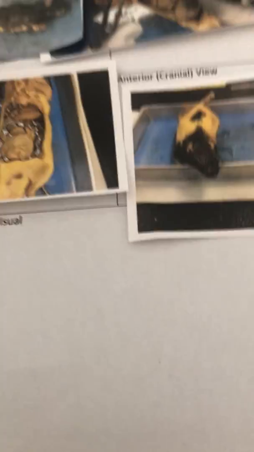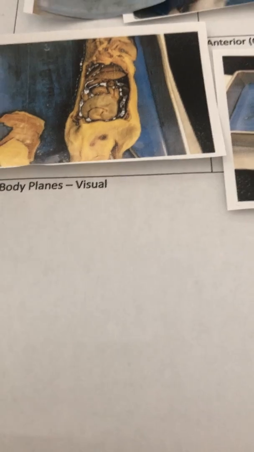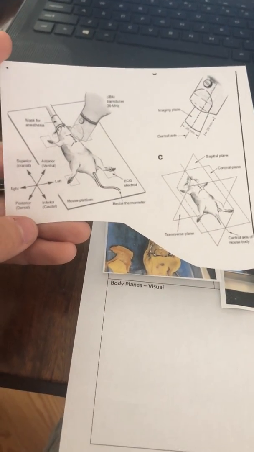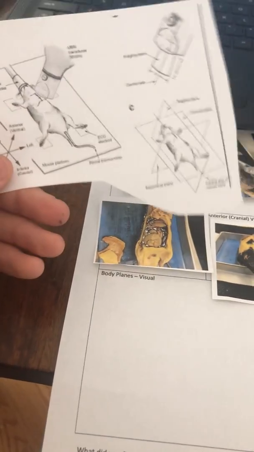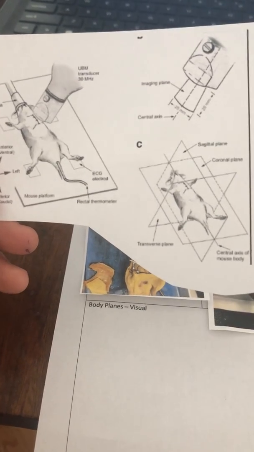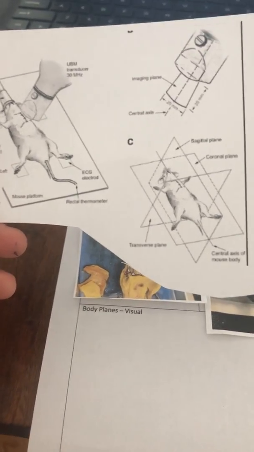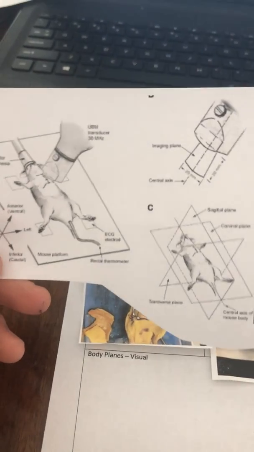Now we have the body planes visual. I took body planes as the different planes of the body, how they're divided up into sections. So I found this chart on, I believe, the Oxford website. I copied this out. And this basically divides the rat up into different sections and gives you a compass for what to call those sections. I believe these are the planes of the rat body.